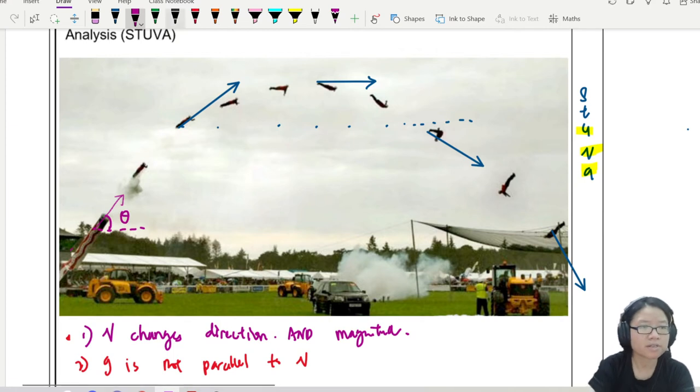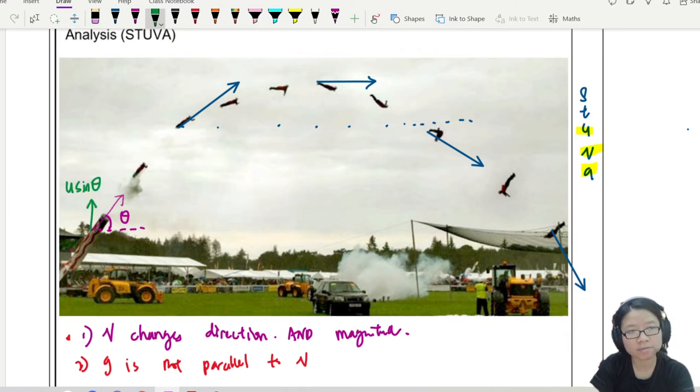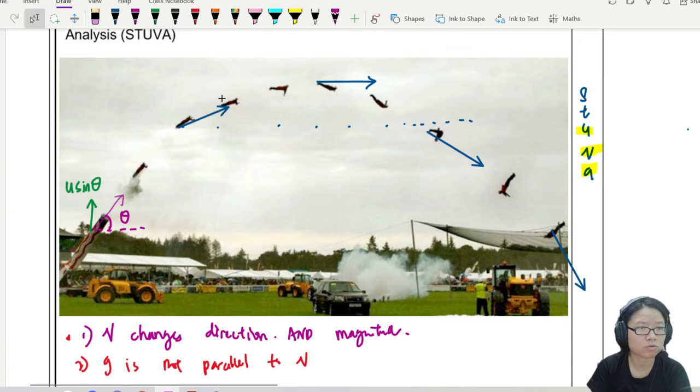Okay, and as previously mentioned, the vertical component was resolved into u sine theta. But if you look at the vertical component, it will get smaller and smaller. So you may be asking, teacher, how do you know the vertical component is getting smaller and smaller? Well, actually, this arrow should be shorter.